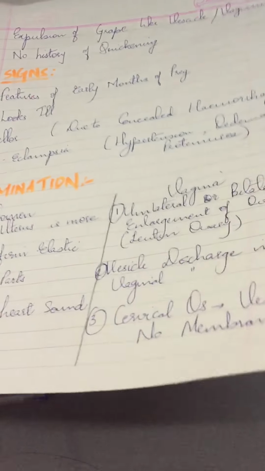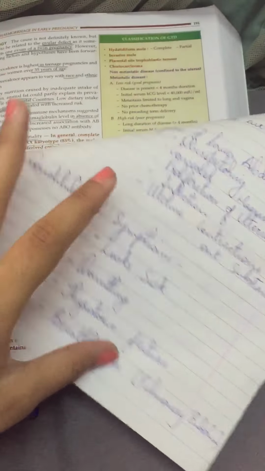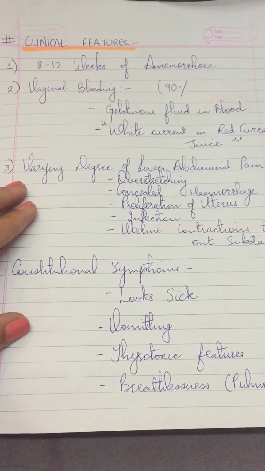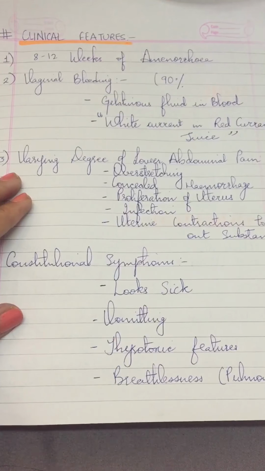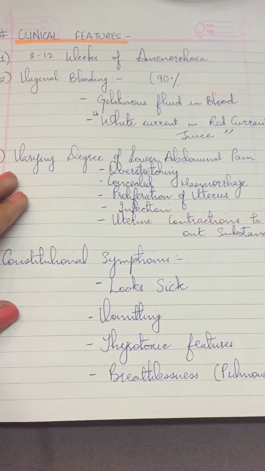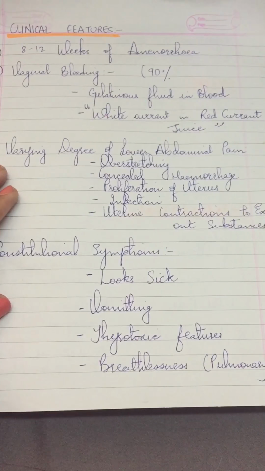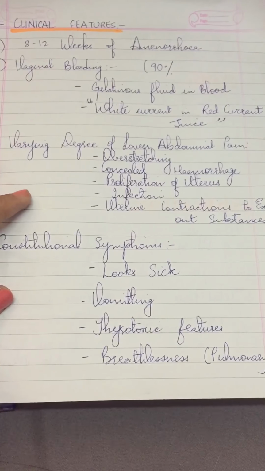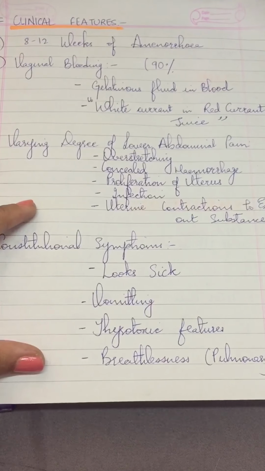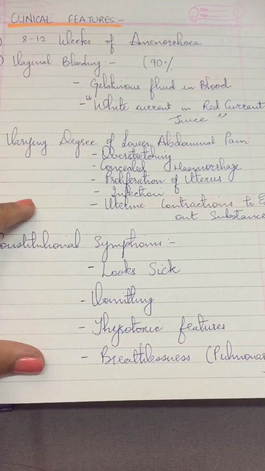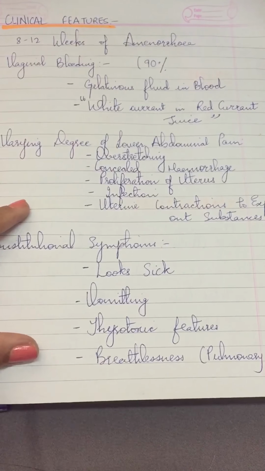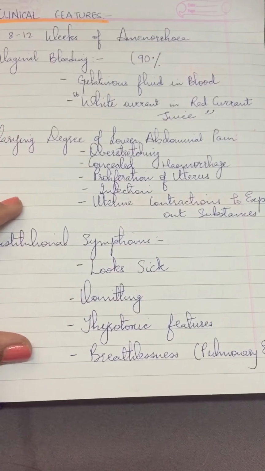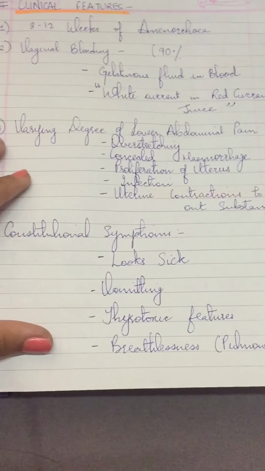Now clinical features. There will be a history of 8 to 12 weeks of amenorrhea, vaginal bleeding, gelatinous fluid in blood. It will give an appearance of white currant and red currant juice. There will be varying degrees of lower abdominal pain due to overstretching because of dividing cells, concealed hemorrhage, proliferation of uterus, for example an invasive mole, an infection, uterine contraction to expel out substances.